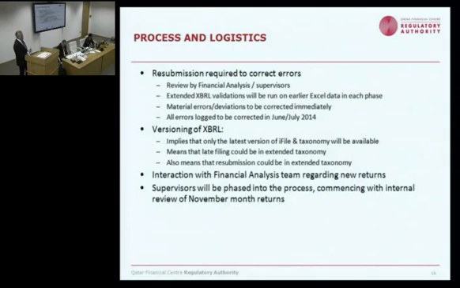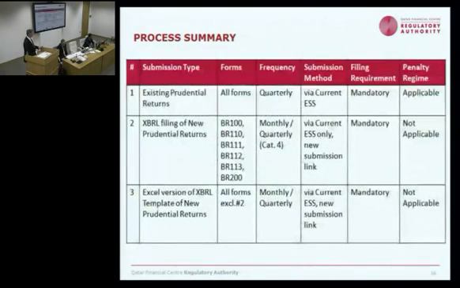The interaction still remains. Financial analysis team, yes, Errol mentioned, we are introducing the supervisors into the process now. It's part of the education. They will be looking at the November returns and presenting to us on those returns. But issues, questions, still via the financial analysis team, please.